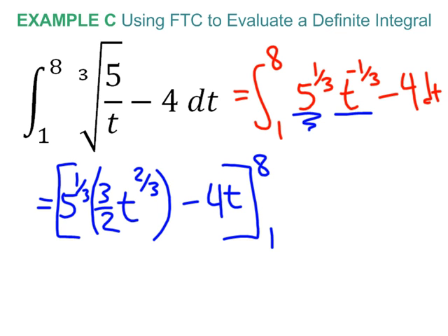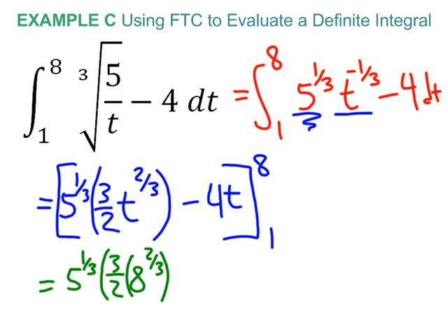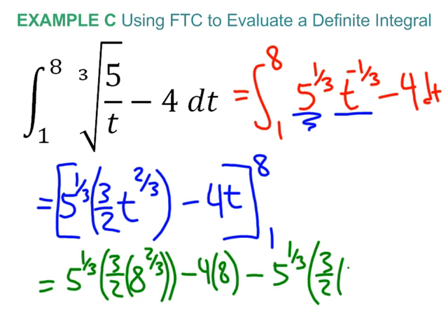All right, let's plug in the 8. And again, that 5 to the 1/3, it seems to make students uncomfortable that we can't simplify that or it doesn't go away, but we just have to deal with it. 3/2, 8 to the 2/3. Let's see, I need another closed parentheses, don't I? Minus 4 times 8. And again, I'm just going to do my preference of distributing this minus sign. So minus 5 to the 1/3, and then 3/2, 1 to the 2/3, and then minus 4 times 1.